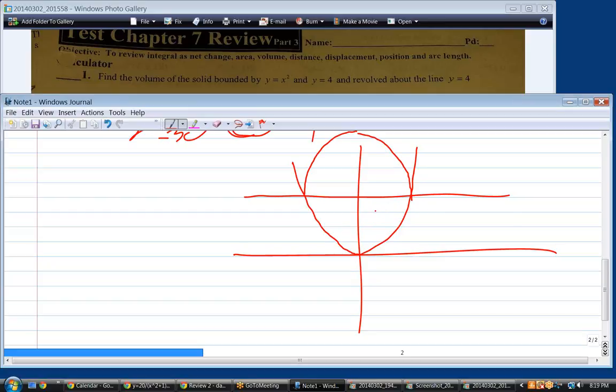So how are we going to divide this thing up? We got to figure out where the integral's from. So we've set 4 equal to x squared, and I got plus and minus 2. Okay. We're gonna make it discs, washers, cylindrical shells.